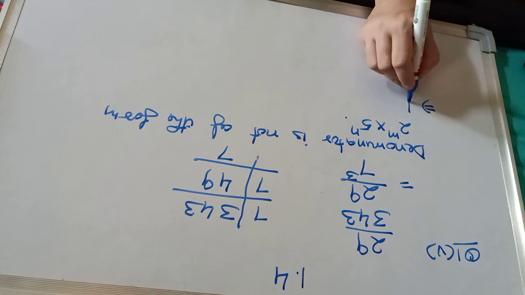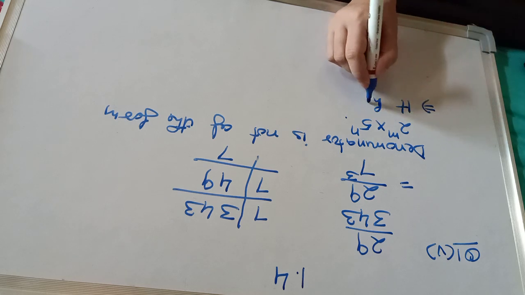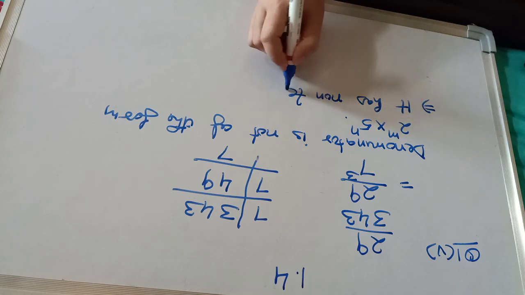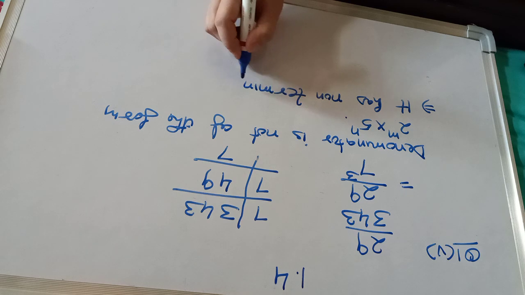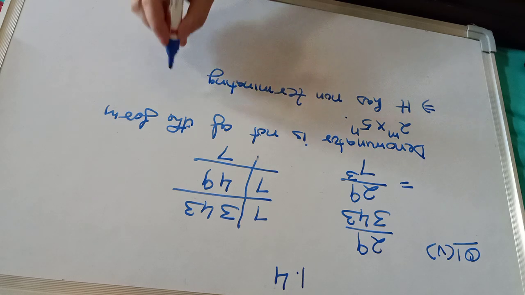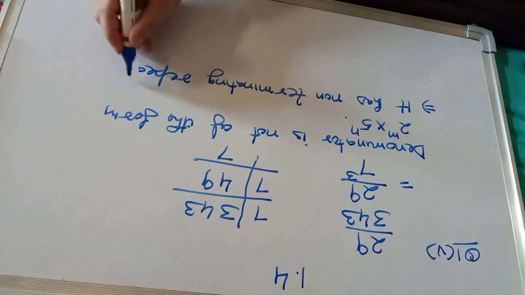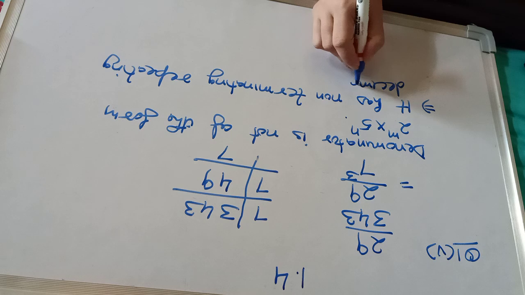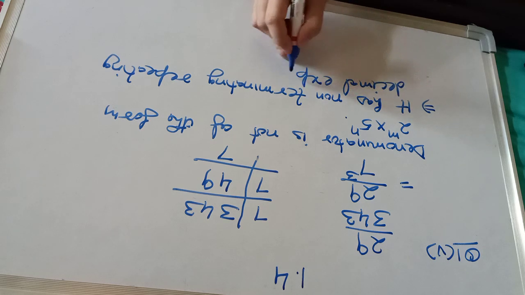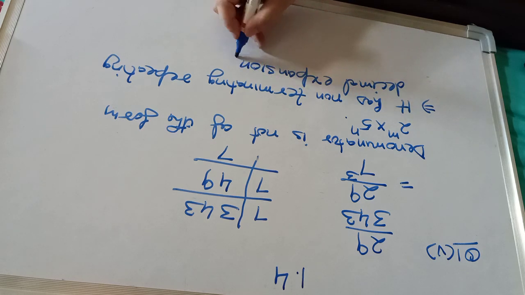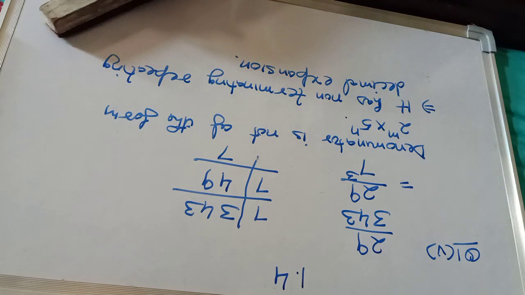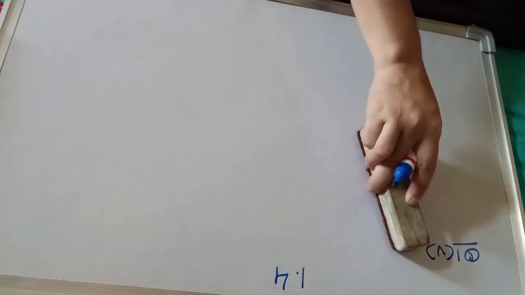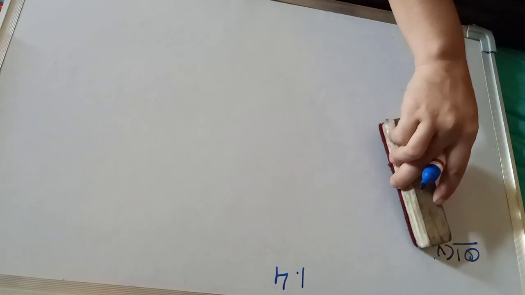What does it mean? It has non-terminating and repeating decimal expansion. Then I'm just starting with the sixth part now.